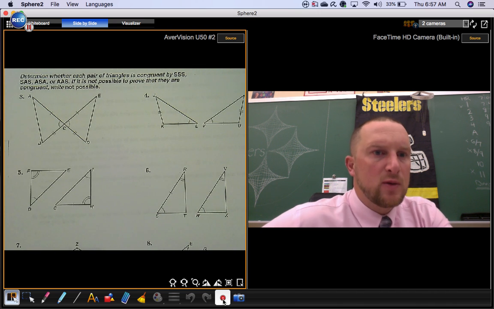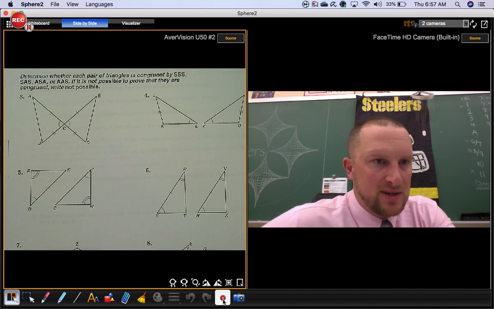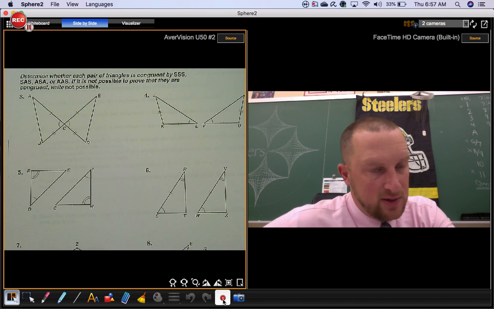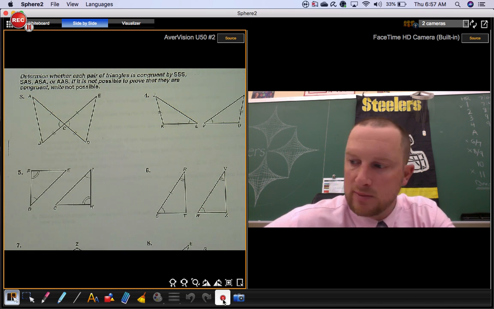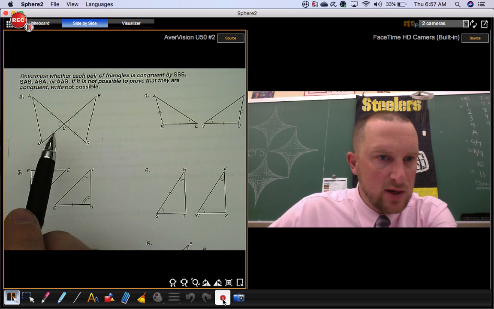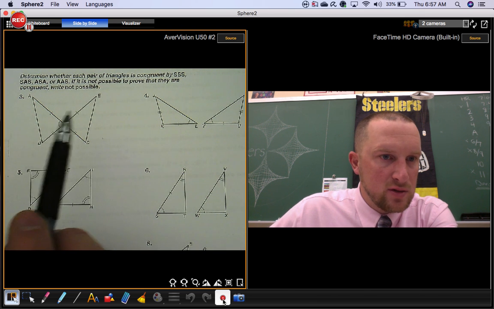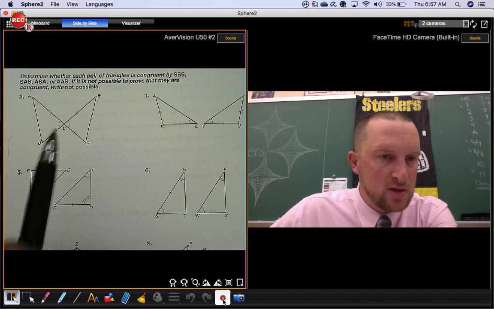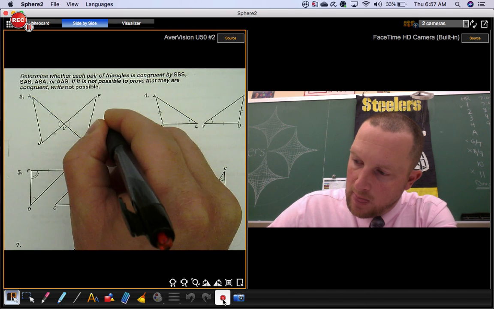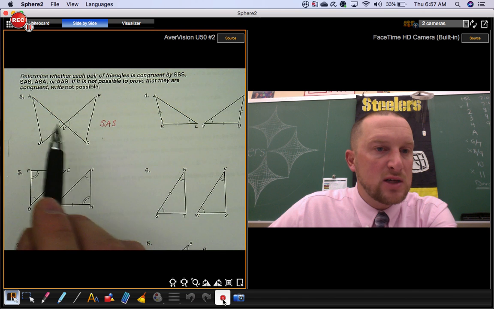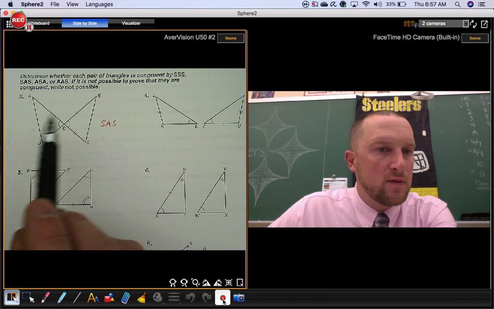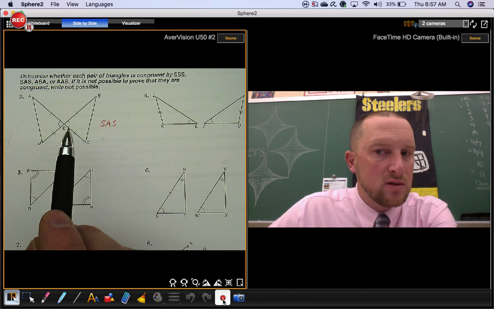Number three, determine whether each pair of triangles is congruent by side, side angle side, or angle side. If it's not possible to prove they're congruent, write not possible. Okay, well these two triangles have two pairs of congruent sides and a pair of congruent angles in between. So they're congruent by side angle side. It's impossible for these triangles to be different if this arrangement of parts are marked.